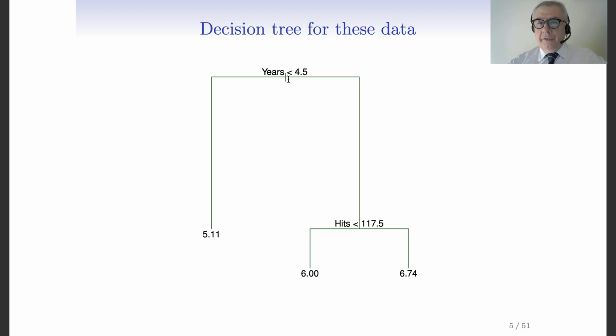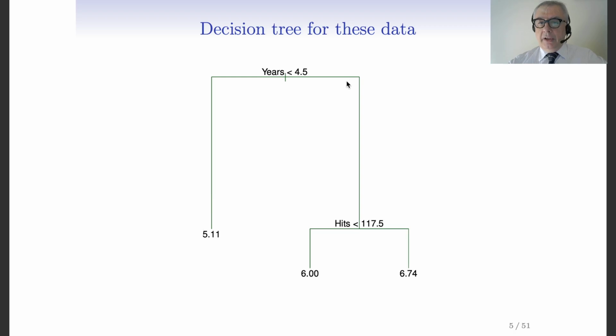You have a first splitting, which is based on years, and precisely if years is less than 4.5, you have a first category, and a second category if years is greater or equal to 4.5. And here you have a leaf. This is called a leaf, and this is the average wage that you expect for those that have less than 4.5 years in the league.